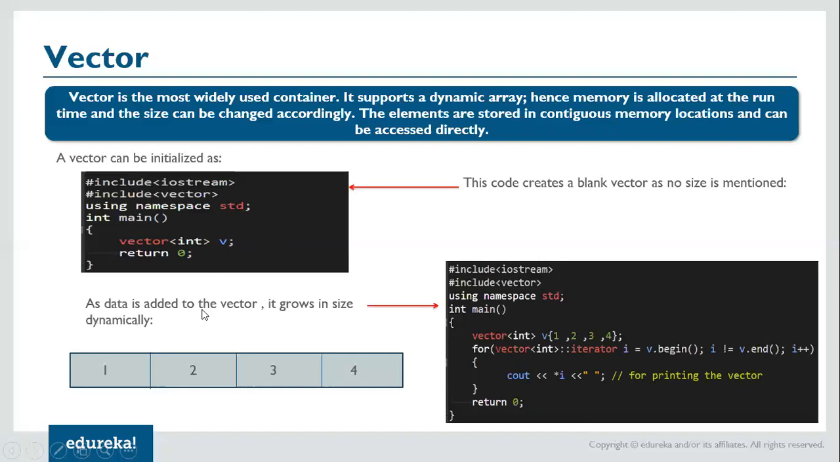As data is added to the vector, it grows in size dynamically. As I have already mentioned, it is dynamic in nature. So if you add an element in a vector, the size will grow dynamically, dynamically meaning at runtime while the program is in execution. So this is how a vector works. We shall look at all of this with the help of examples in some time in our further discussions.